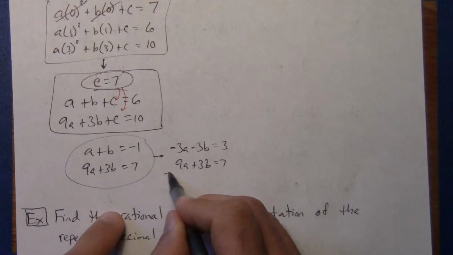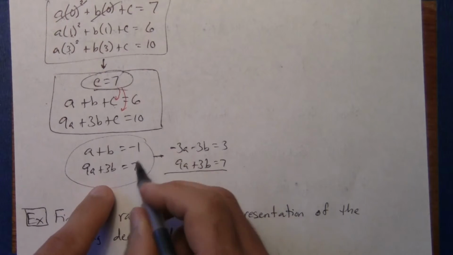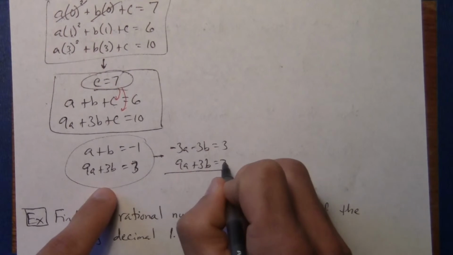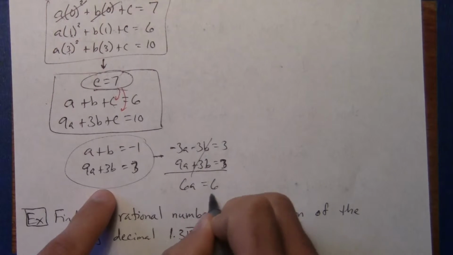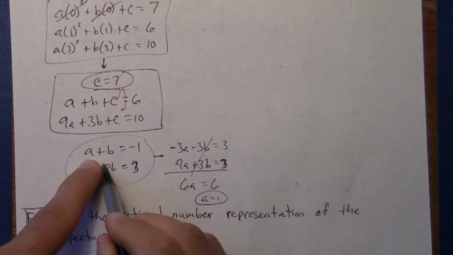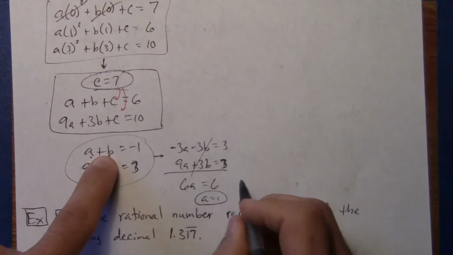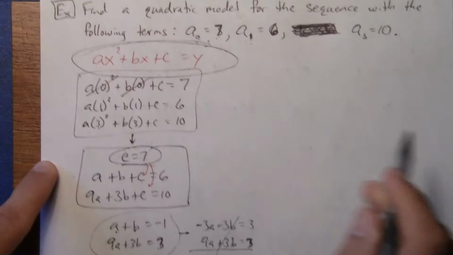And adding those together, I should end up getting, oops, this is supposed to be 3. I think I said that, I just didn't write it. Adding those together, I would get 6a is equal to 6, or a is equal to 1. And now if I back substitute and put 1 in here, I can see that b has got to be negative 2.